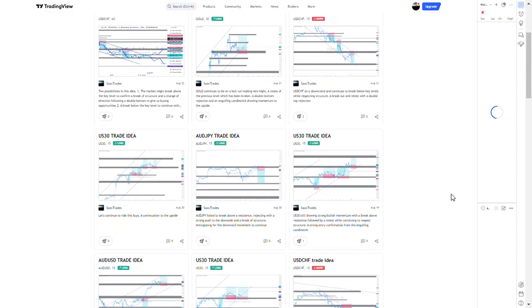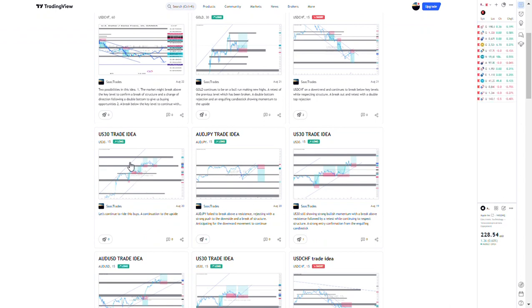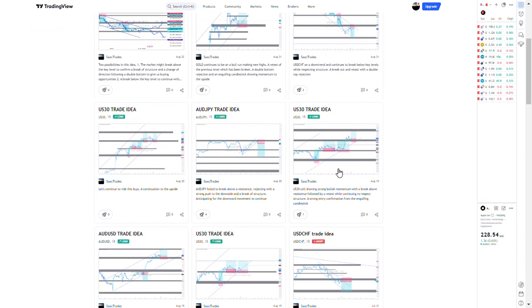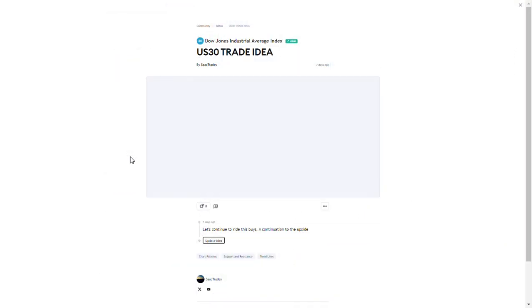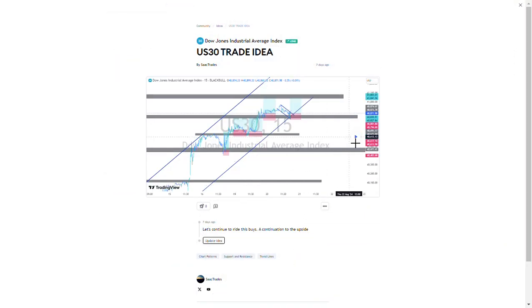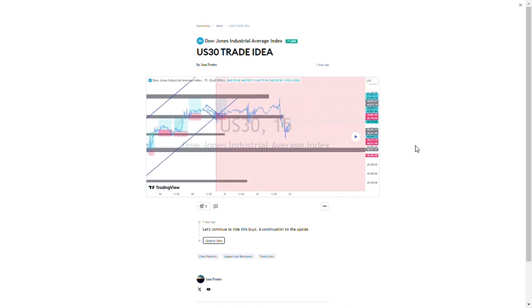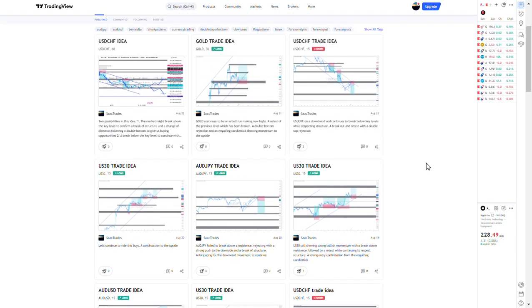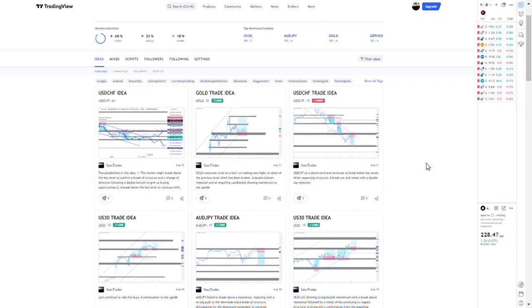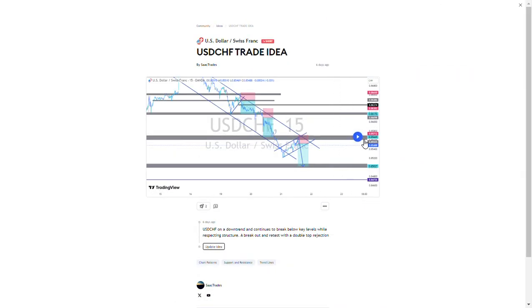I don't think I'm gonna go for the USDT one because I already explained it when I was talking about this one, because this was just what I did on the first one. So I'm just gonna skip this one because I have already dealt with it. And we're gonna go over to this one for USDCHF.